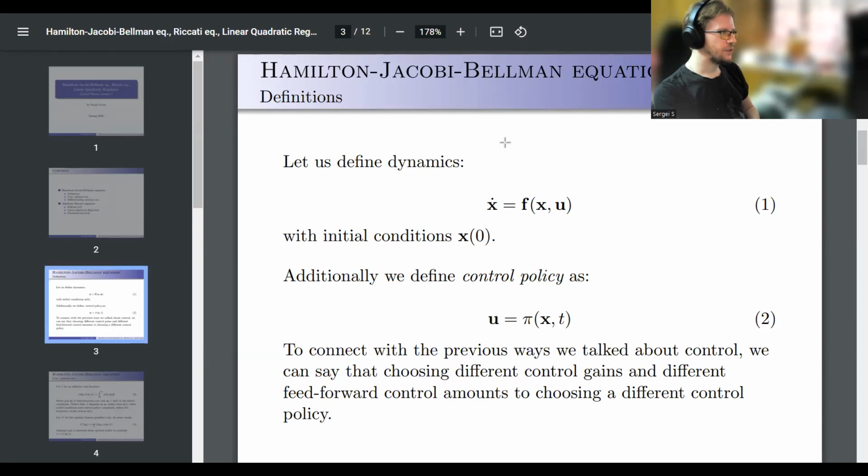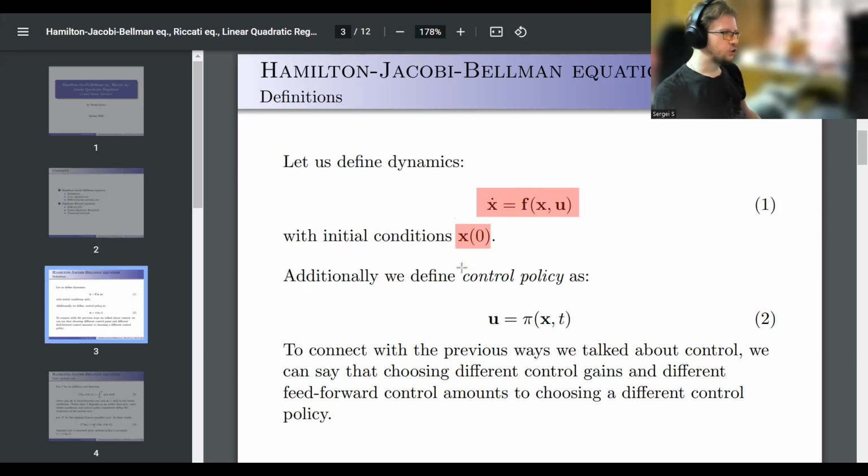Okay, so first let us define dynamics as x dot equals f of x and u. Those are standard state space dynamics. In this case, it is non-linear, so we don't say anything about linearity of the system yet. With initial conditions x of 0, maybe it is equal to x naught. So dynamics and initial conditions, great.